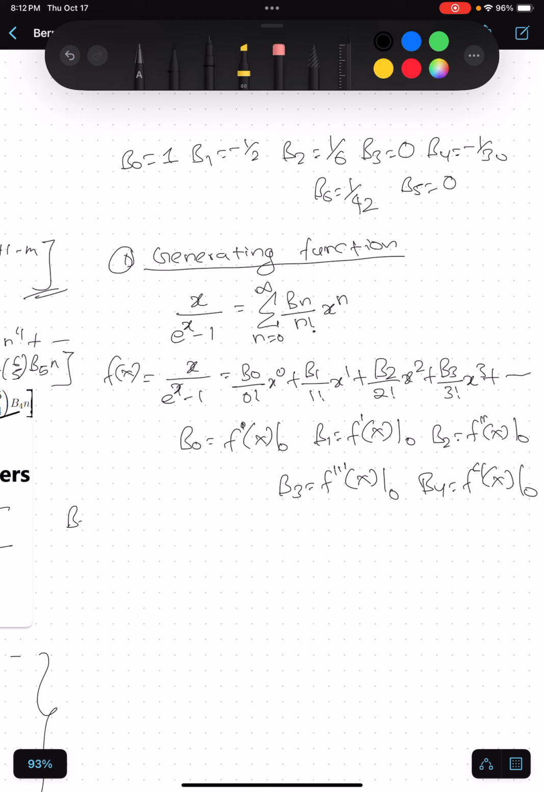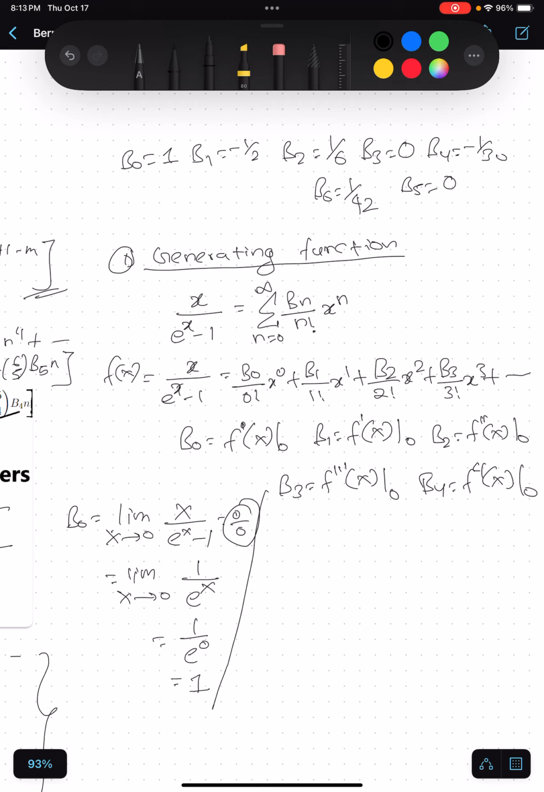Now let's try to find it. So B0: if you just put 0 in, we will have 0 by 1 minus 1, which is 0 by 0, which you cannot evaluate. So that's why you have to take limits. If there's an indeterminate form, you have to take limits. So we have the limit as x goes to 0 of x by e to the power x minus 1. Since this is 0 by 0 form, we can use L'Hopital's rule and differentiate both numerator and denominator, which gives us 1 by e to the power x, which is 1 by e to the power 0, which is 1.